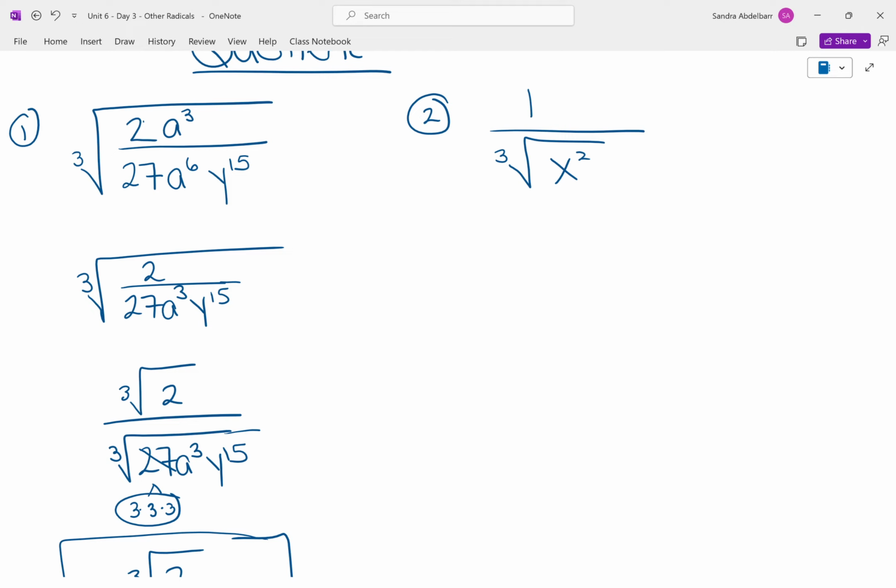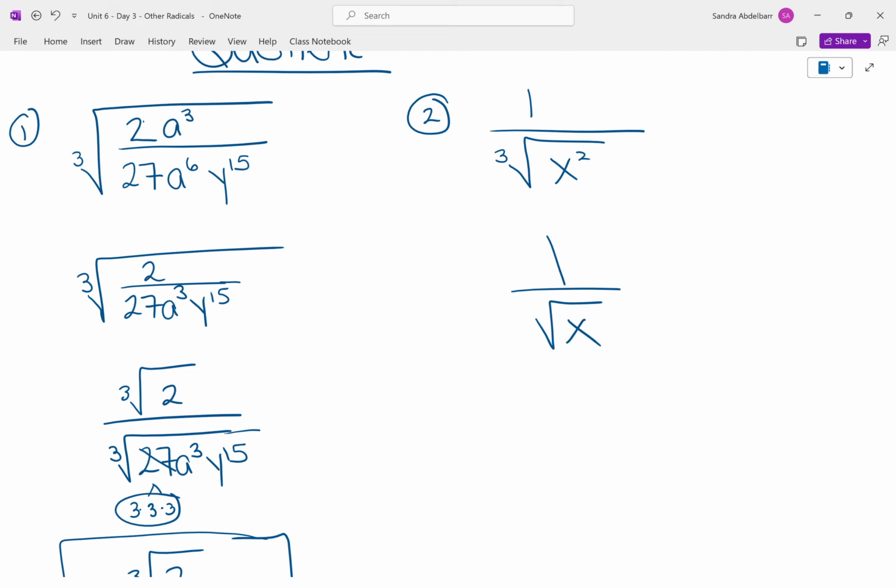What's wrong with this problem, or what's the problem with this? There's something that's really bad about it. What's really bad about this? Ideas? Tori? Yeah, there's a radical in the denominator.